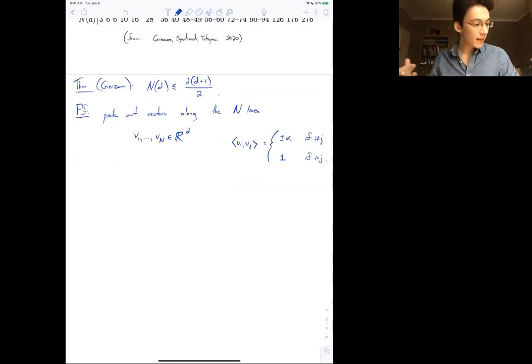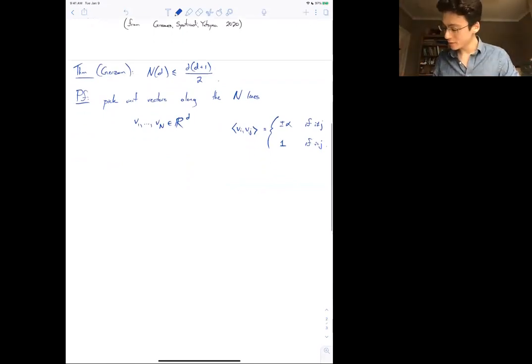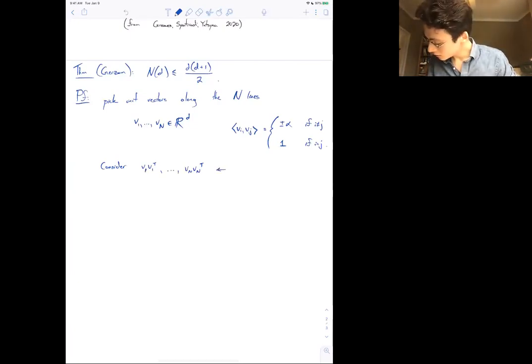So the main idea of this proof is to consider these rank 1 square matrices I get by taking the outer product of the vectors with themselves. So these are all d times d symmetric matrices.